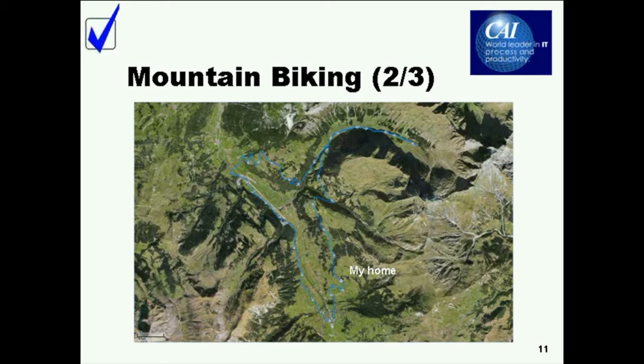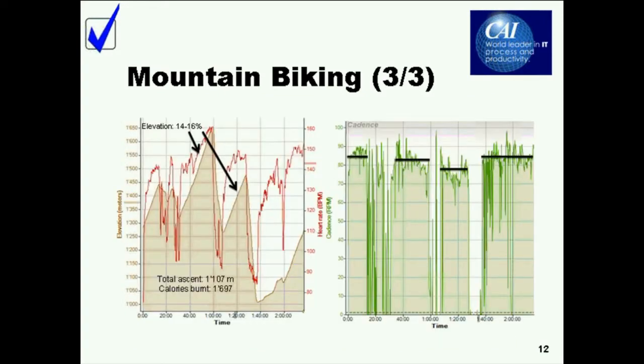Let us look at some more additional information. Early 2008, I bought a GPS, including a cadence and heart rate sensor, in addition to my speedometer. I started to record more data, and here we see 3 additional sources of information.